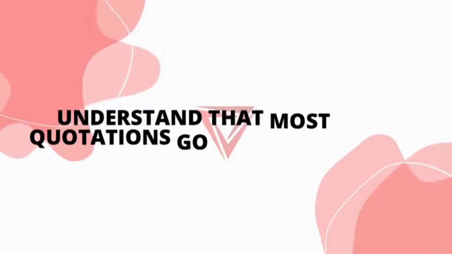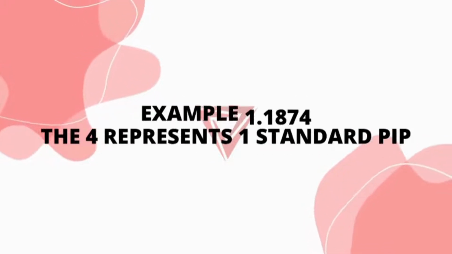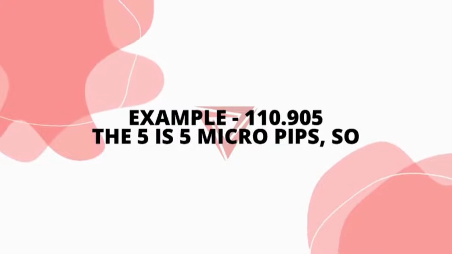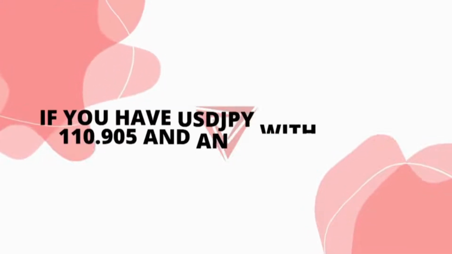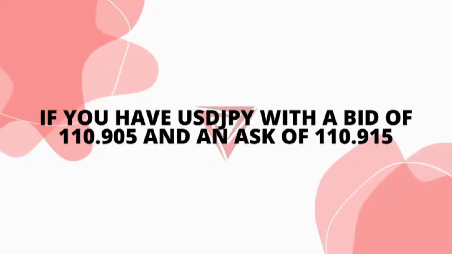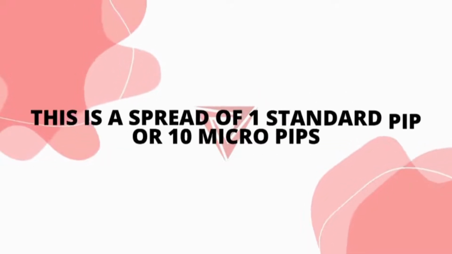Simple enough, right? Understand that most price quotations go out to 4 decimal points. Example, 1.1874, 4 representing 1 standard pip. JPY pairs, for example, go to 2 decimals. Example, 110.905, the 5 is 5 micropips. So, if you have USD JPY with a bid of 110.905 and an ask of 110.915, this is a spread of 1 standard pip or 10 micropips.